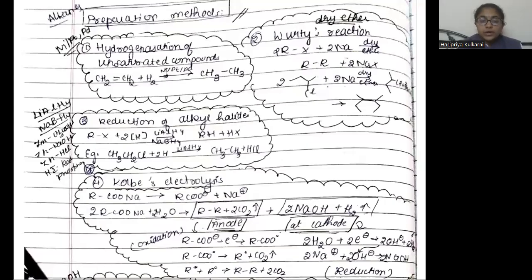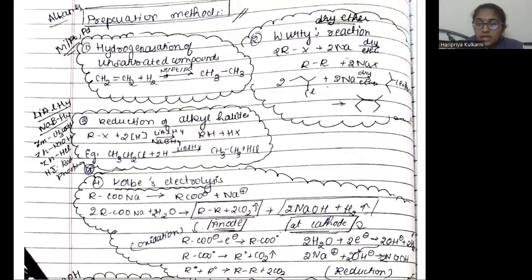So let's do a one-shot video on hydrocarbons, starting with preparation methods of alkanes. Here, the first one is hydrogenation of unsaturated compounds. As you can see in the example, CH2=CH2 with a double bond is ethene. On reacting with hydrogen, we will get CH3CH3, that is ethane, right? And this happens in the presence of nickel, platinum or palladium.